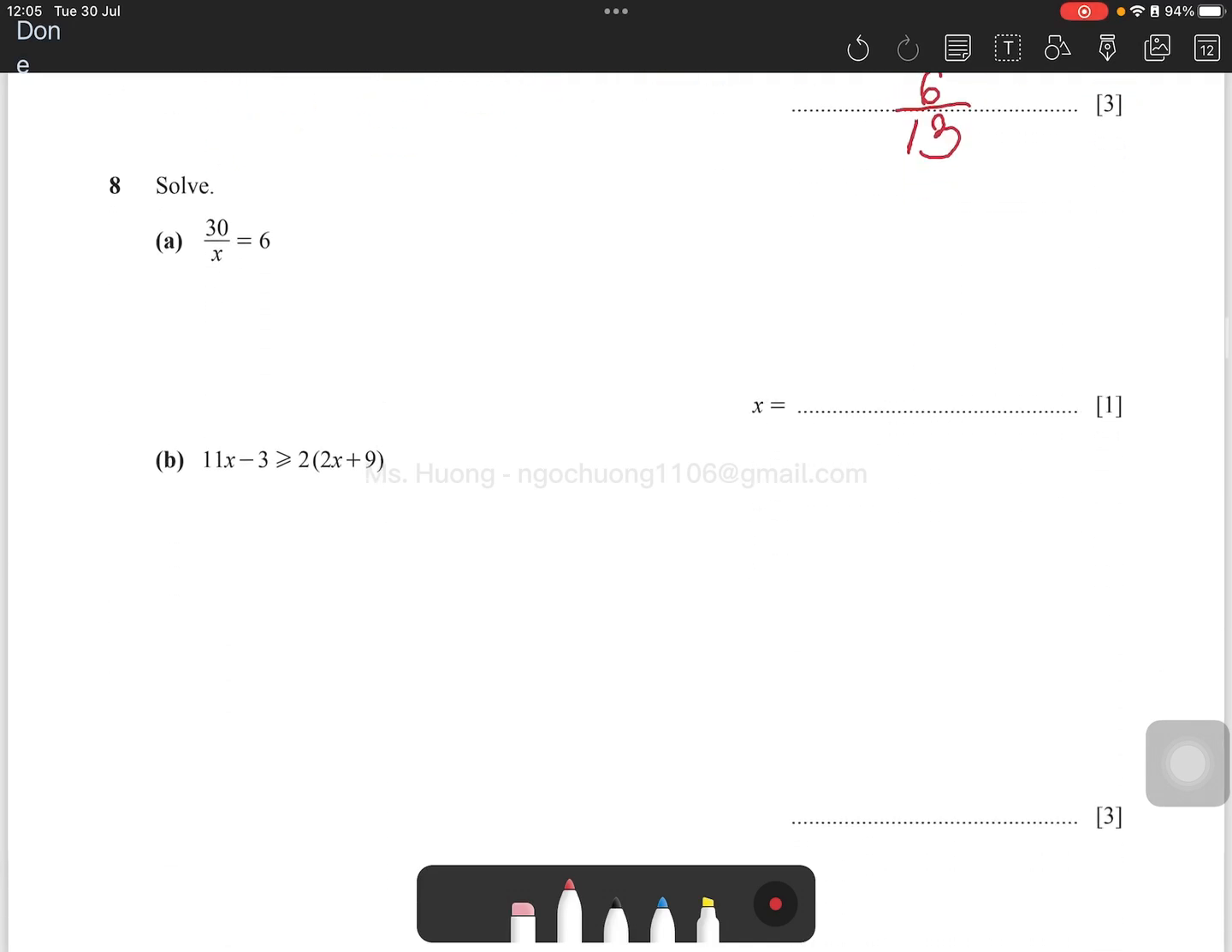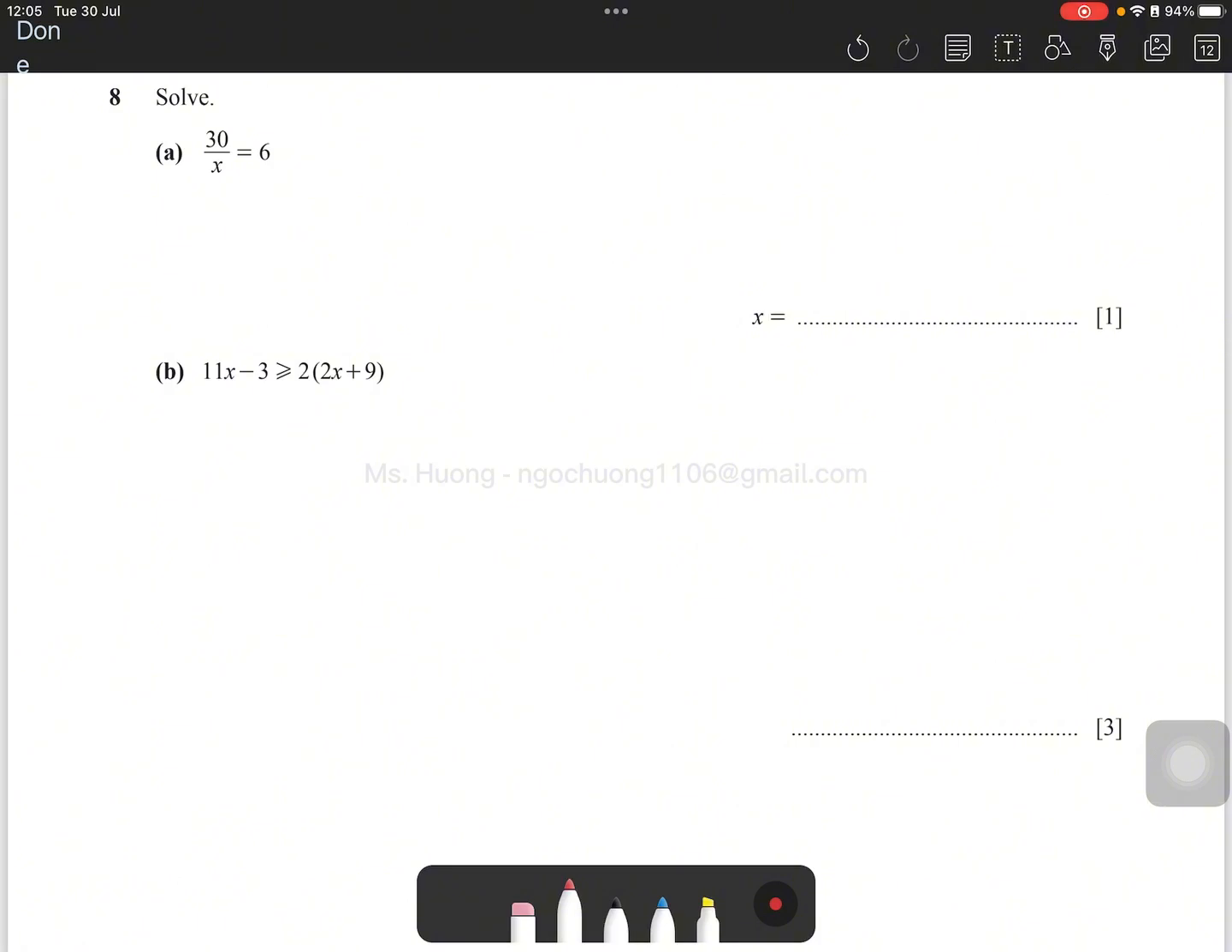Question 8. A. Solve the equation 30 over x equals 6. So I can cross multiply 6 and x. So I have 30 equals 6 times x. Then, to find the value of x, we divide both sides by 6. So x is 5.